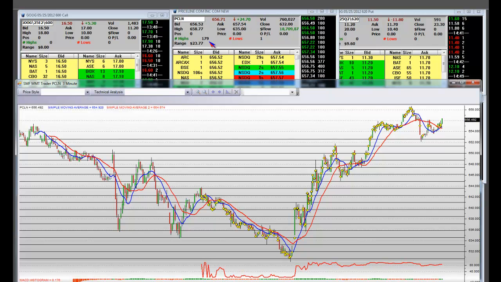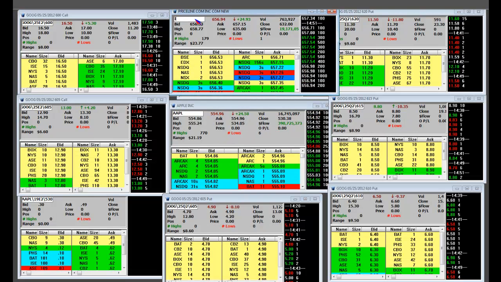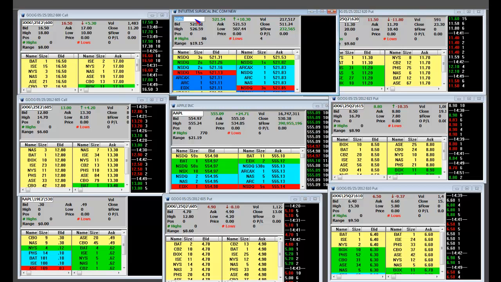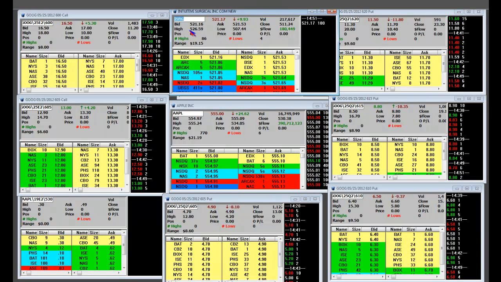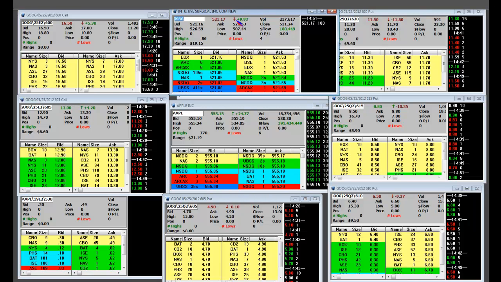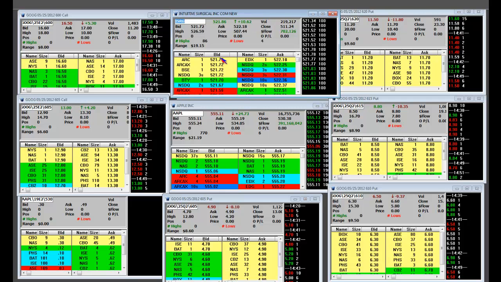So the thing about it is I'm going to keep my upside targets on Apple, Priceline. Another one I'm going to keep my upside targets on is this ISRG. This is one that got sold deep down there, and it's had a $5 reversal now. And we're going into the last hour of 5/21/2012.